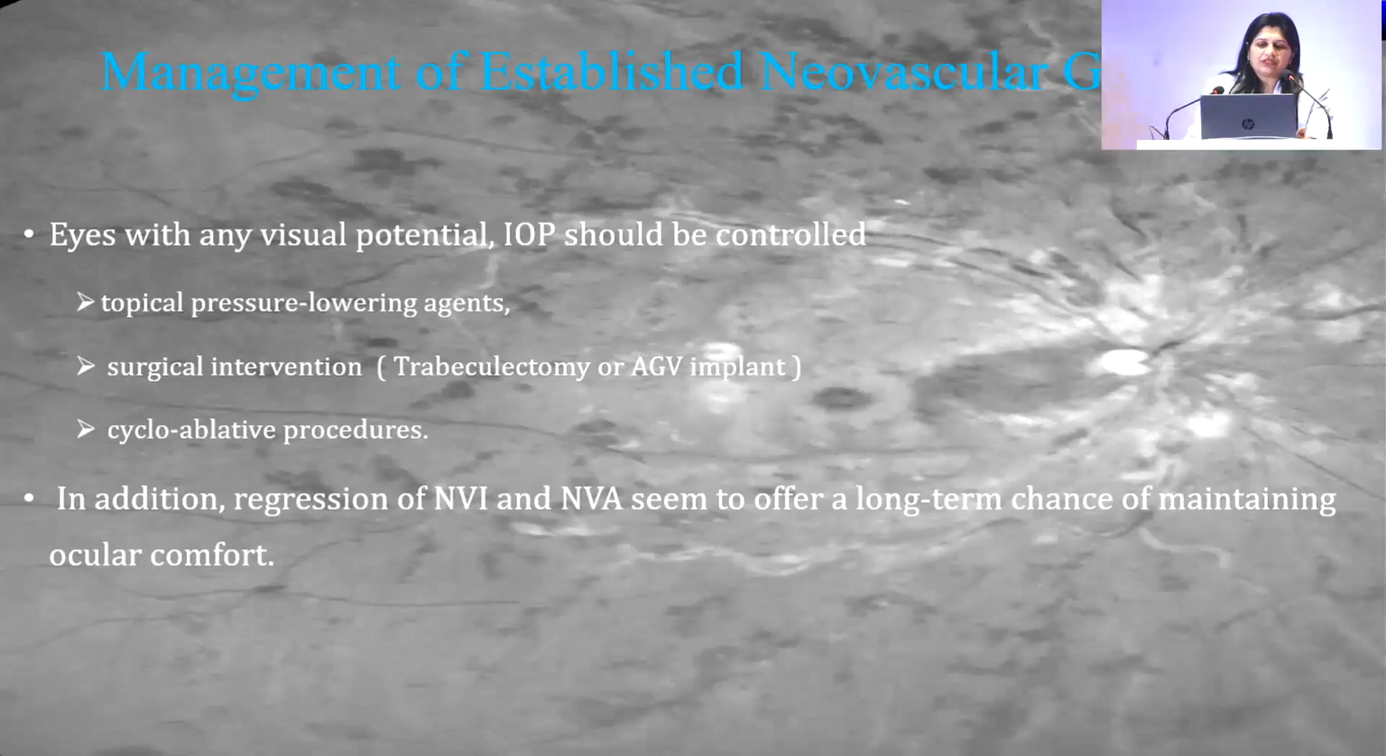So if a patient develops neovascular glaucoma, what to do? Even if there is no vision potential, the IOP needs to be controlled for patient comfort, and we should always treat the patient extensively with anti-glaucoma drugs topically, systemically, and if needed, surgical intervention is also needed.